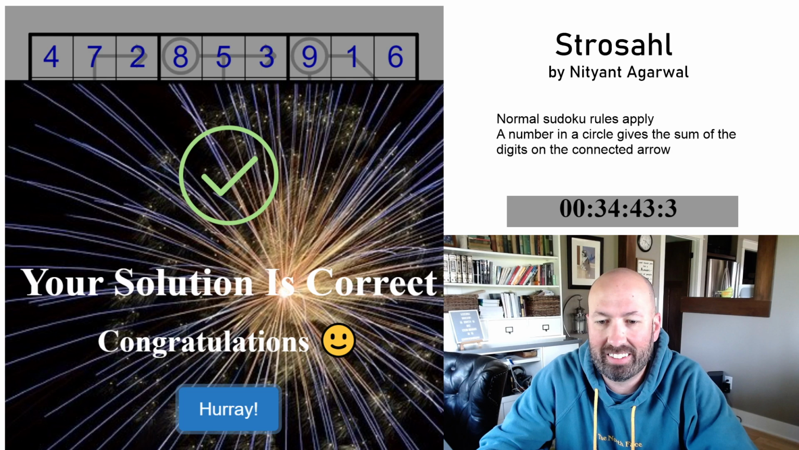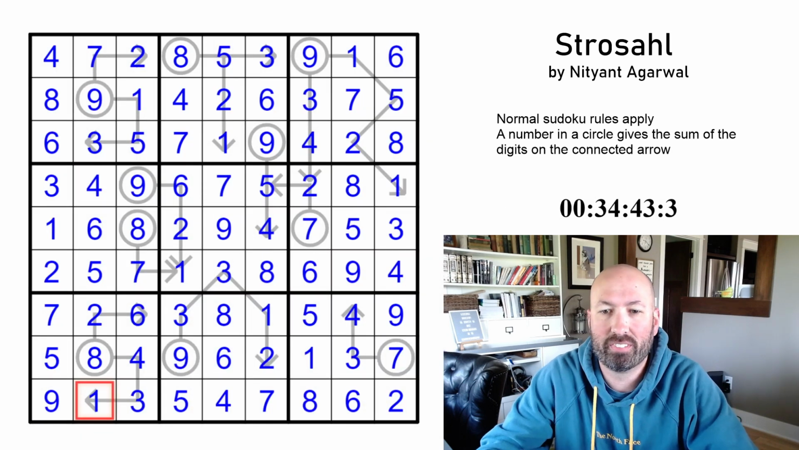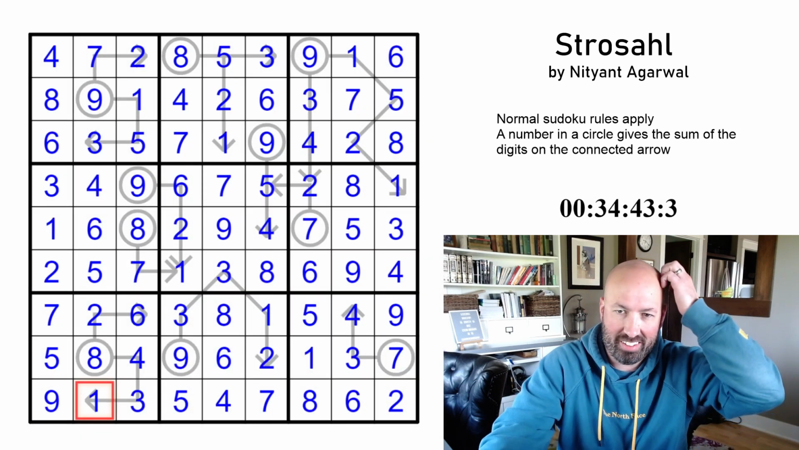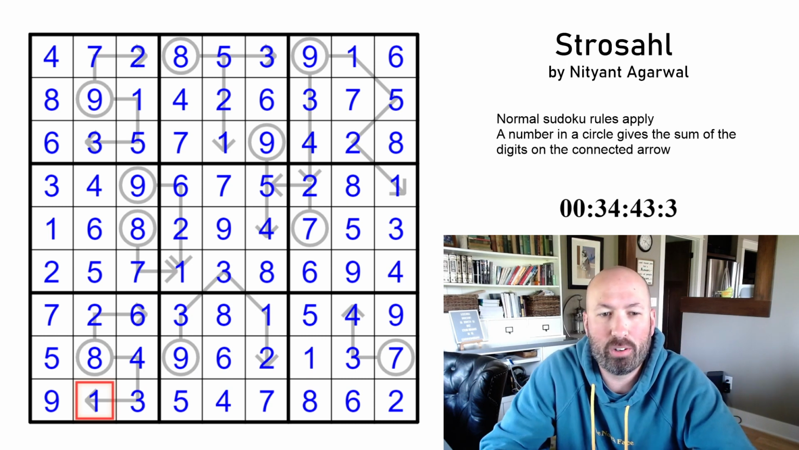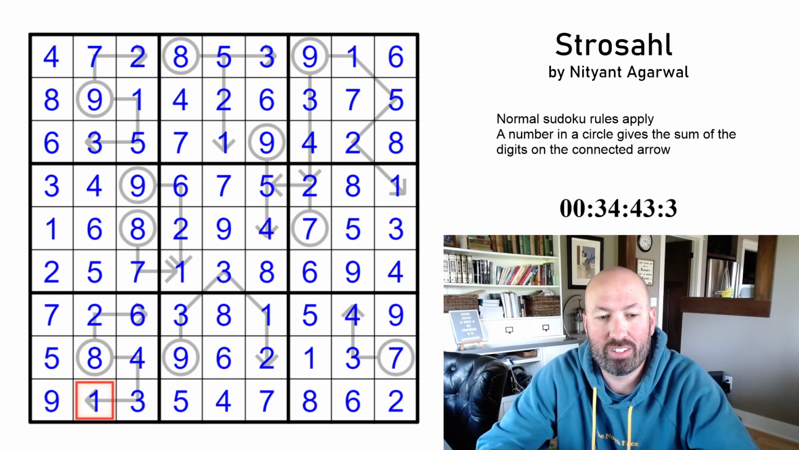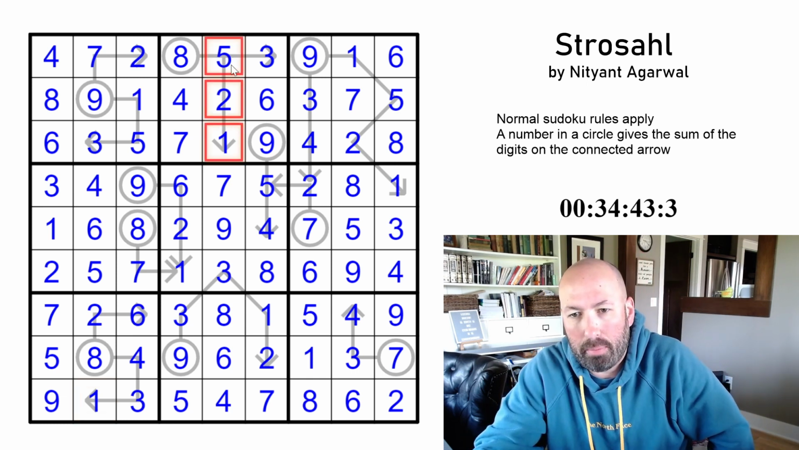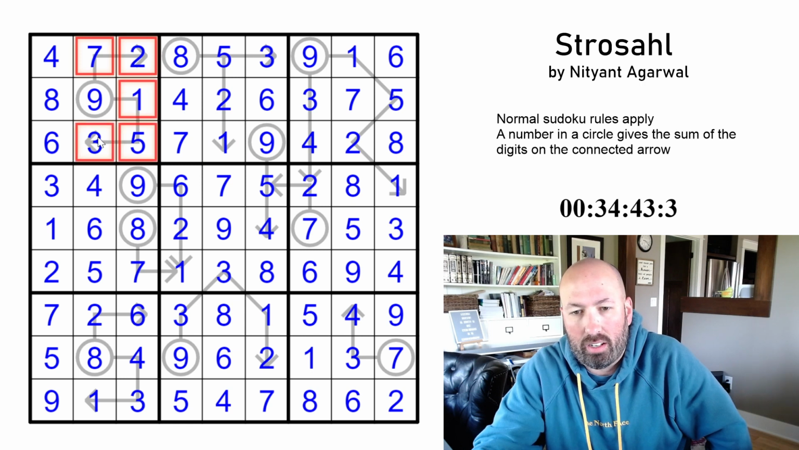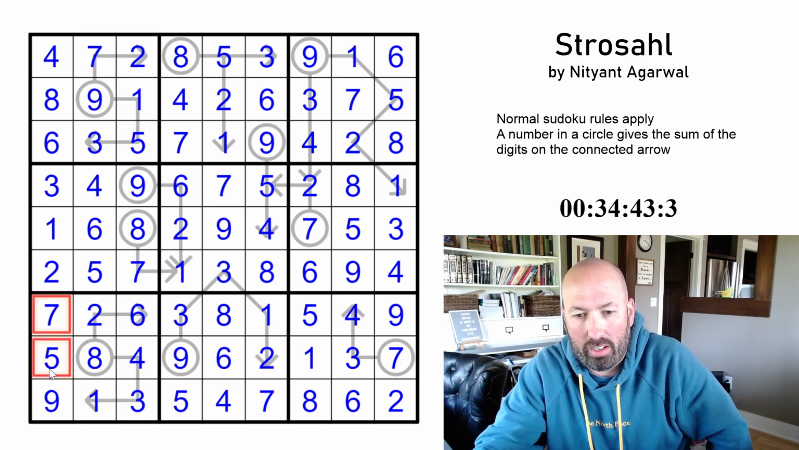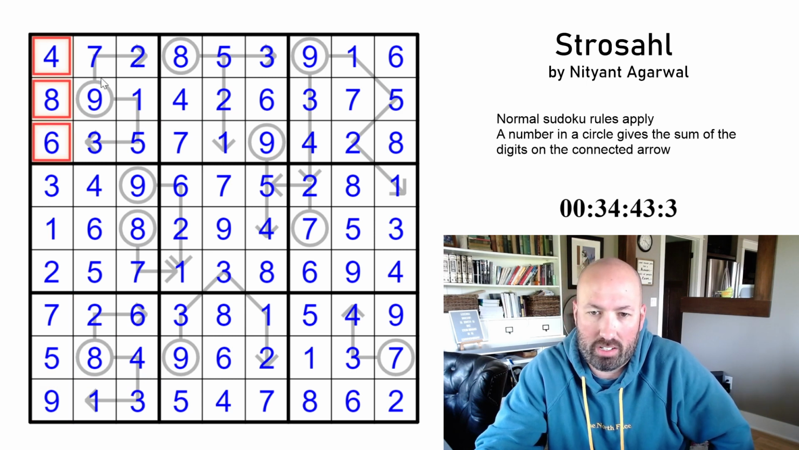All right. Hooray. That was a lot of fun, Nityant. Thank you for making that. It's pretty cool to see my name written in a Sudoku grid. It was a good puzzle, too. Very, very interesting logic with combining the arrows, especially with these down here and being able to figure out the leftovers, essentially, in the box.